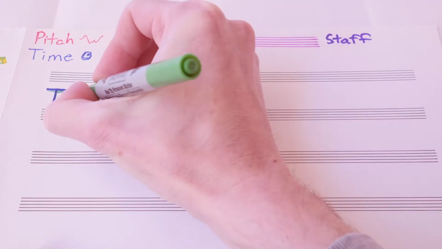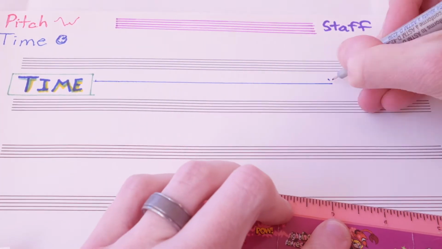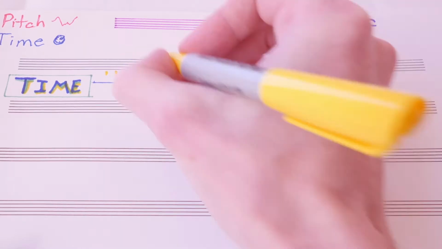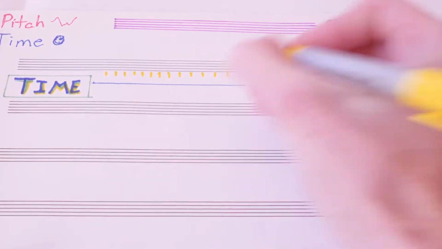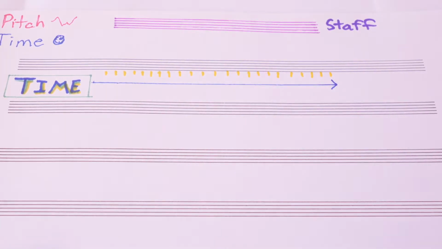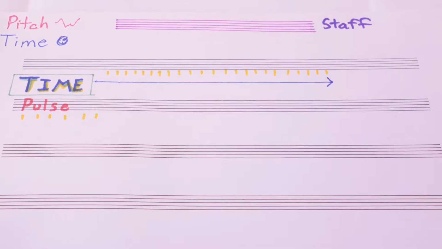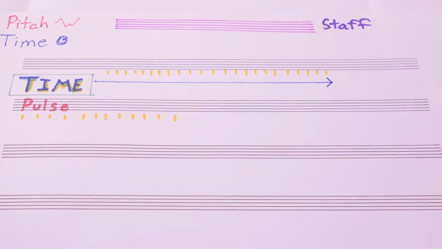So let's figure out how to write down time. When looking at the staff, you want to imagine time moving from left to right, ticking along like seconds. Not exactly seconds. You could go a bit faster or a bit slower, but in the ballpark of seconds. These ticks are known as the pulse. So again, when you look at the staff, the pulse ticks away.